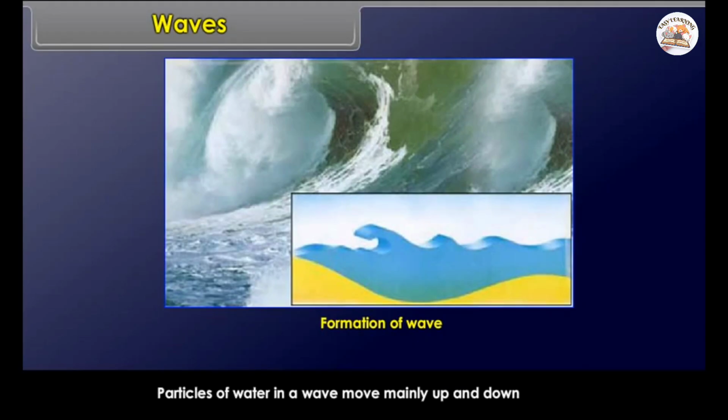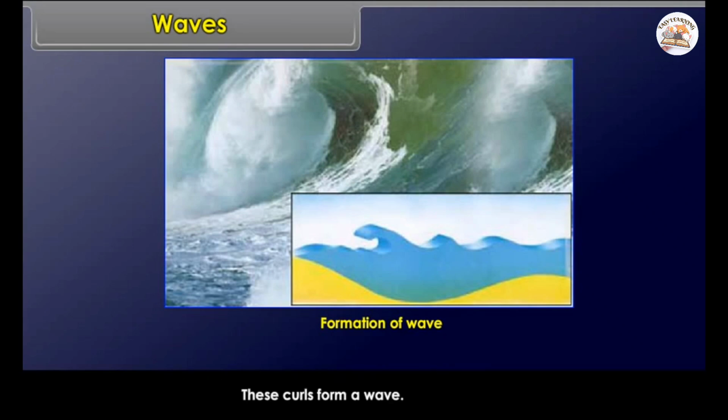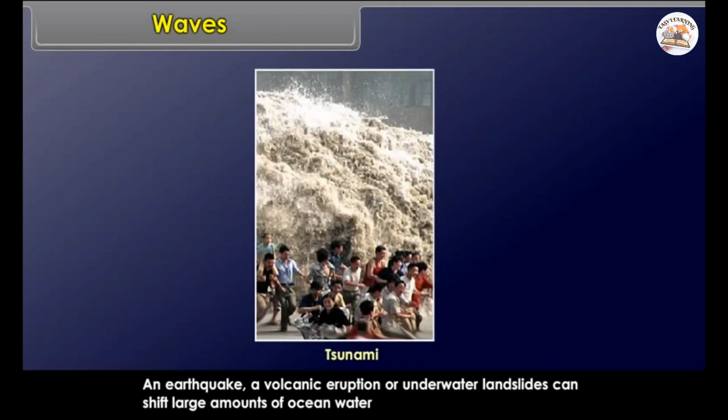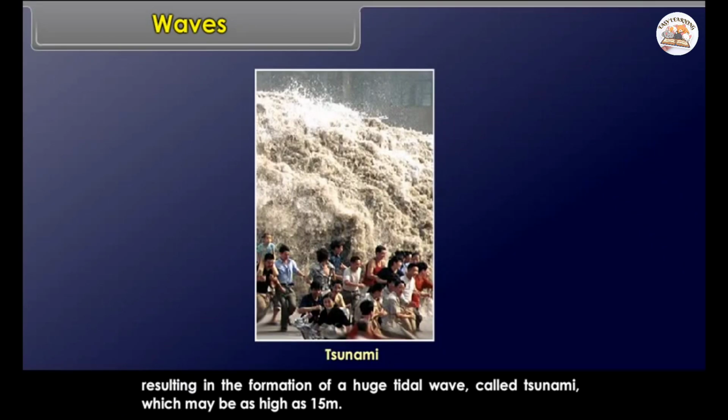Particles of water in a wave move mainly up and down and pass on their movement to the neighboring water particles, forming curls in water. These curls form a wave. An earthquake, a volcanic eruption, or underwater landslides can shift large amounts of ocean water, resulting in the formation of a huge tidal wave called tsunami, which may be as high as 15 meters.